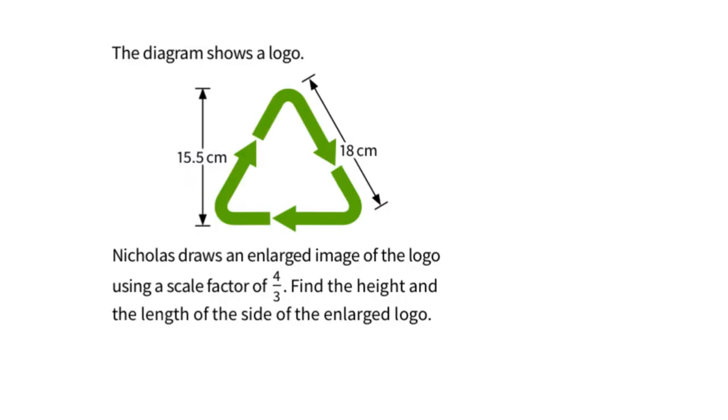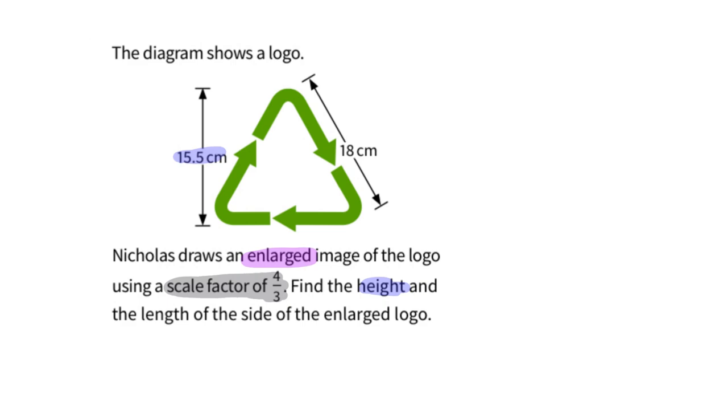Hello everyone, welcome to this video where we are given this diagram which shows a logo and 2 of the lengths are given. Nicholas draws an enlarged version and we are given the scale factor 4 over 3, which is bigger than 1. Find the height and the length of the two sides of the enlarged version. Okay, so this will be my height.